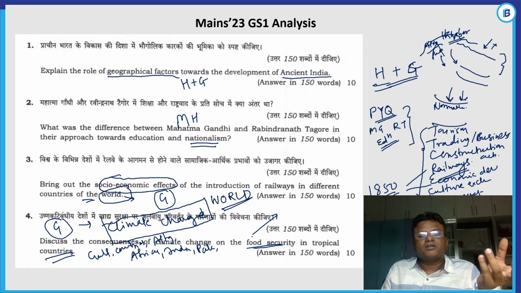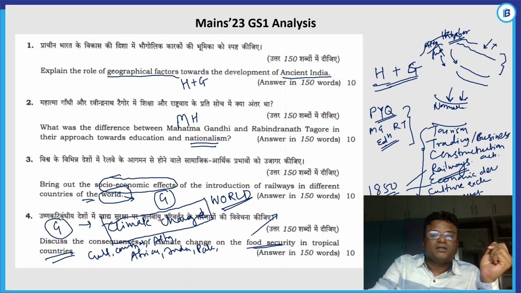So what is the impact of climate change, right? It will impact the crop, it will sometimes destroy the crop because of the delay of the rains or early arrival of the rains. It would impact the quality of the soil, it would impact the nutritional value of the grains which are grown because of climate change. So there are many aspects like that that you can bring out in this answer.